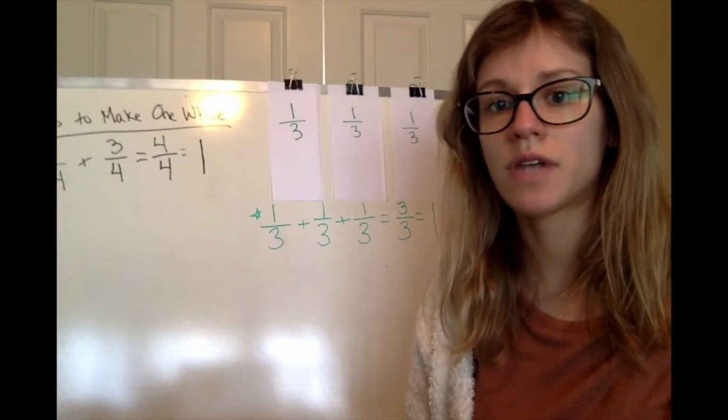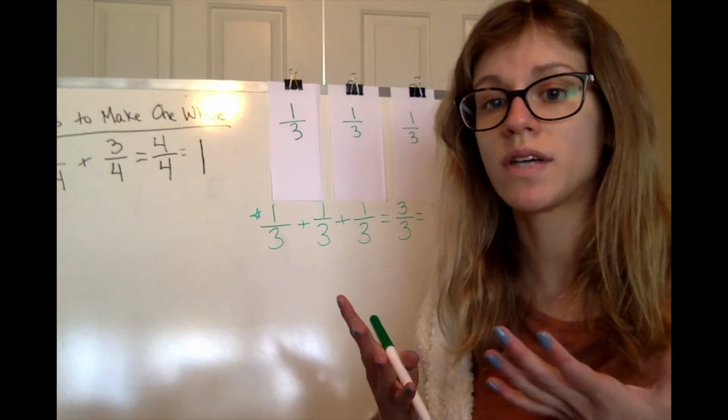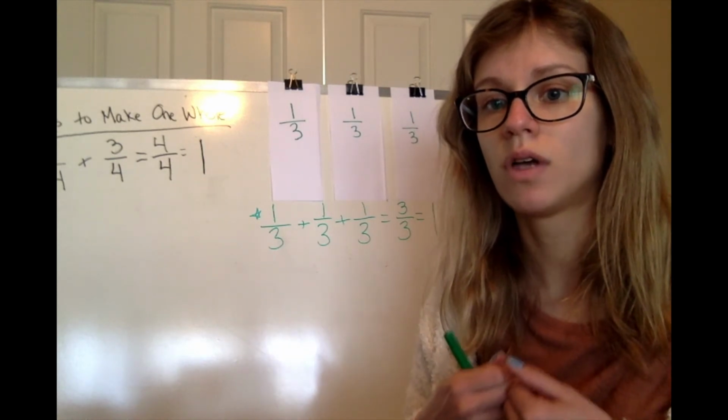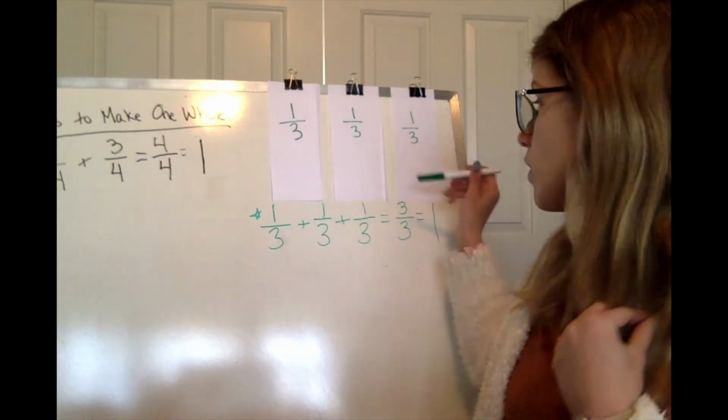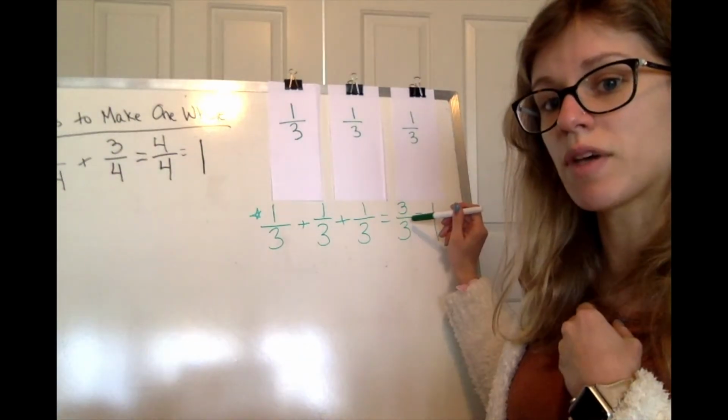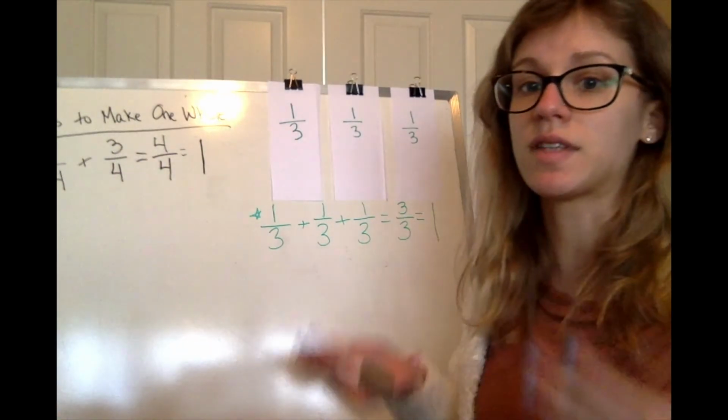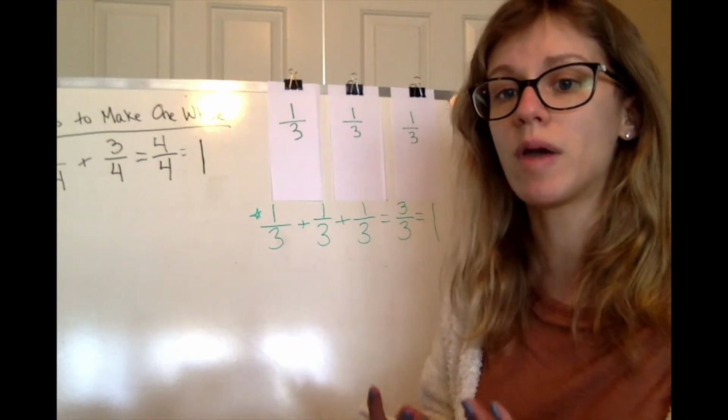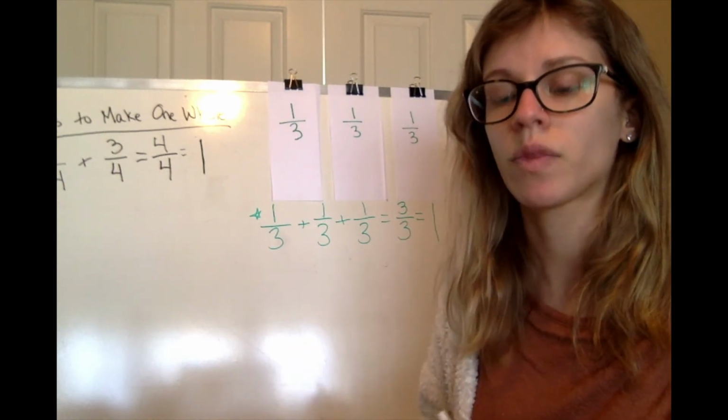So at this point, you should have a good understanding of what types of fractions can make up my whole. I really want us to remember that if my numerator is the same as my denominator, that means that it's 1 whole, because I have all of my parts that I need to make up my whole.